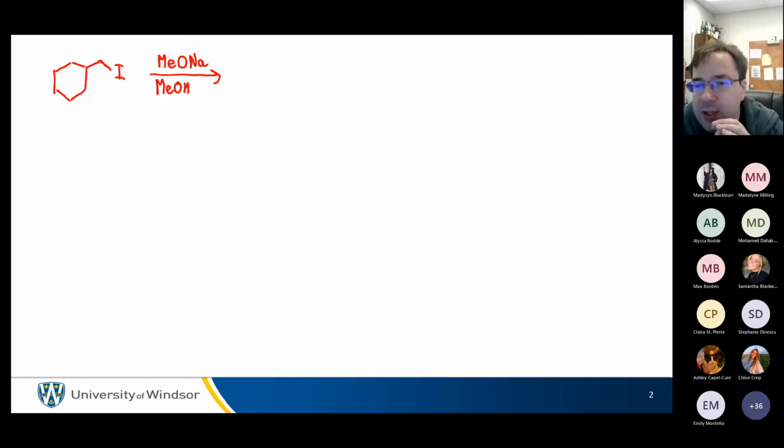Can we go over examples of ranking stability for SN1 and SN2, and how resonance plays a factor? Yeah, we will definitely do these.